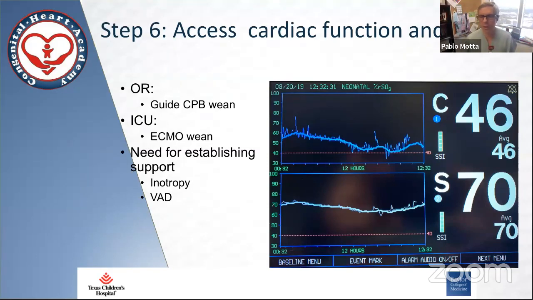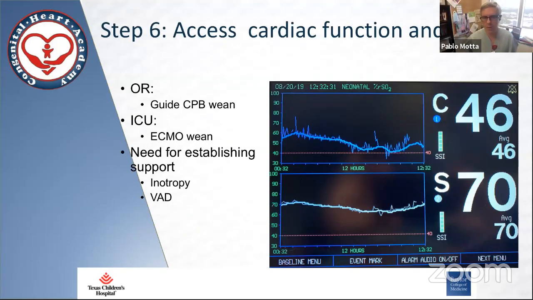Here I have a tracing of a somatic NIRS and cerebral NIRS, cerebral on top, and it's a patient undergoing a chest closure. We do a fair amount of bedside cases in the ICU. Chest closures in neonates, many times they leave the OR with an open chest due to hemodynamic instability or marginal ventilation, and eventually we close this patient in the OR.